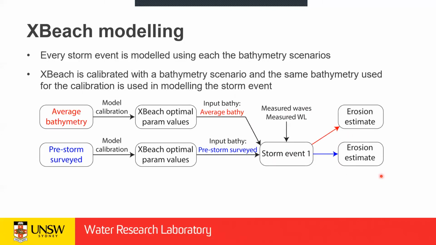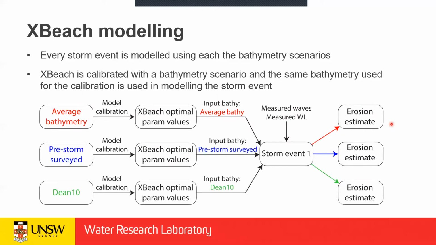If we do the same thing using the average bathymetry, so provide the average bathymetry as input to the calibration storms, we carry out the calibration process and we get a set of optimal parameter values which are unique to having used that average bathymetry and which are different to what we obtain when we use the pre-storm surveyed bathy. We then model storm event 1 using that average bathymetry as an input with the measured waves and water levels, and we get another erosion estimate.